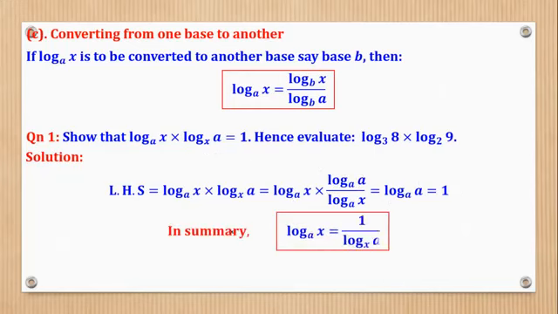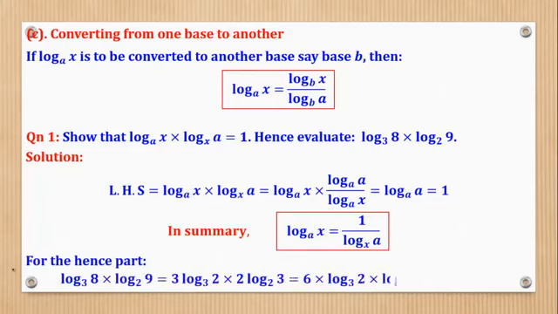So in summary, if I'm to interchange these ones, then it becomes a reciprocal. For example, here it was logarithm of X base A. What if I want to change it so that this X becomes the base and this becomes the number? It means I have to get the reciprocal. So now that I've got the proof, I can get the hence part.